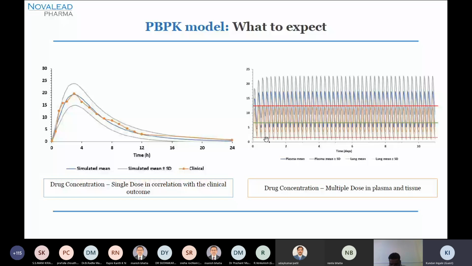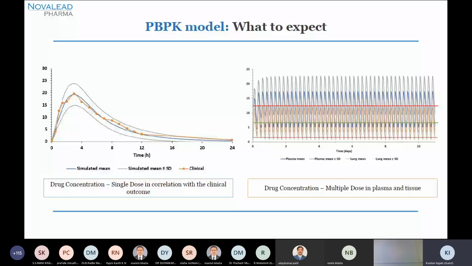Now, if you see these orange peaks, they are below the red line. Okay, so that means the drug is able to achieve concentration in the tissue which is above the EC50 of that drug, while it is below the EC90 required for its action.